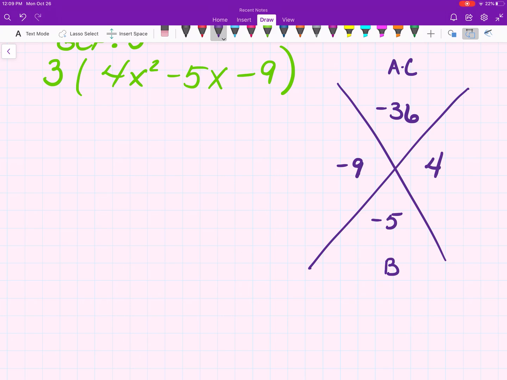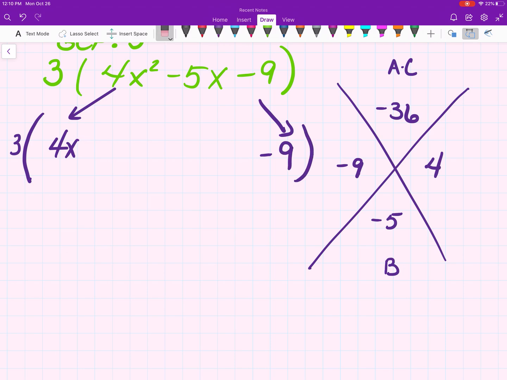Okay. Now here's where it's very linear. What I do is I take my 3 and I just write that down. And in my parentheses, I have a 4x squared as my first term, and a negative 9 is my last term. I don't know why it just made that look like that, but let's fix it. Now what the magic x does for me is split that middle term up into two terms that work for me here. And that's why we did the magic x.